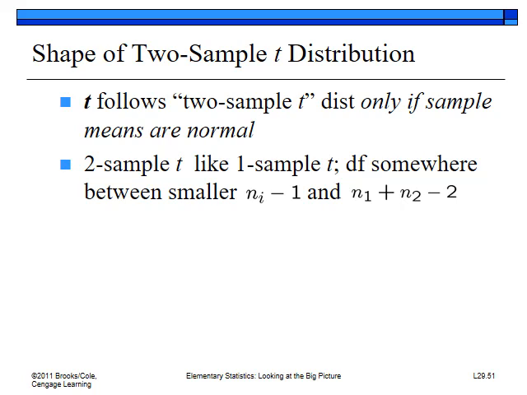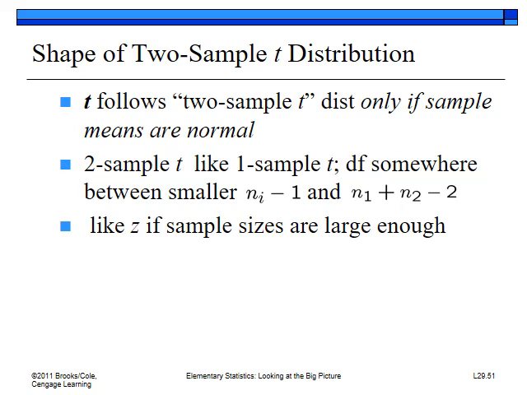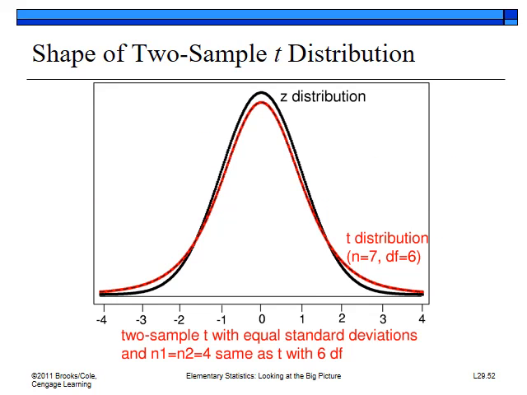It's somewhere between the smaller sample size minus 1 and the sum of the sample sizes minus 2. You're not ever going to have to compute the degrees of freedom by hand. Your calculator will do it for you. If the sample sizes are large enough, the two sample t looks a whole lot like z. Here's what we get. This looks familiar, right? The z distribution is in black, the t distribution is in red.